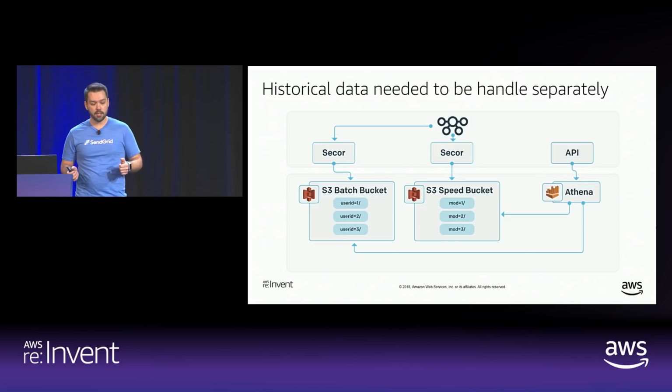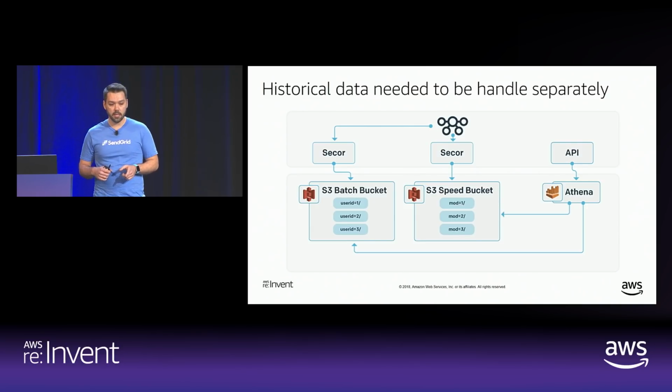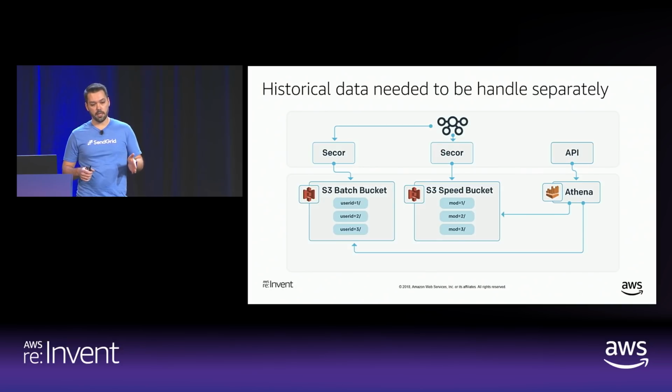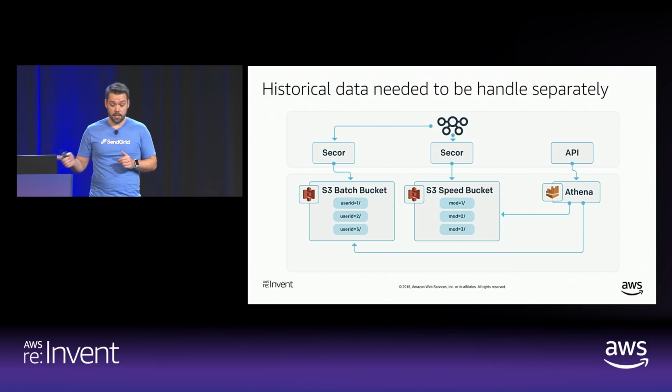The only difference here is that instead of writing out once every couple minutes, Secor is now writing out once an hour. So over the course of an hour, it's just consuming off of Kafka, and then once an hour, it uploads to S3. Then in the middle, we introduced this concept of a speed layer. This Secor is pulling off of Kafka and writing up more frequently, once a minute, and it makes it into the speed layer in S3.